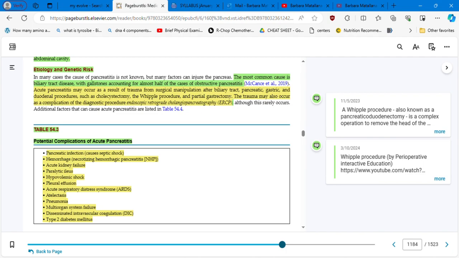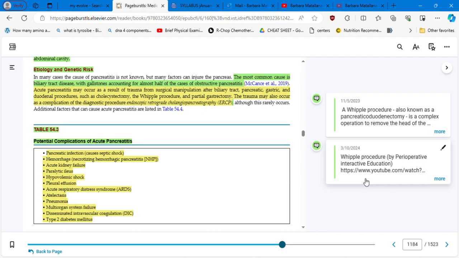My strong recommendation whenever you are getting into any procedure related to the gastrointestinal tract, do it not in a place where there are multiple residents. You need a very experienced gastroenterologist surgeon to do this procedure, okay? Look for that. Okay, you can get acute pancreatitis from manipulation during cholecystectomy, the Whipple procedure, and partial gastrectomy.